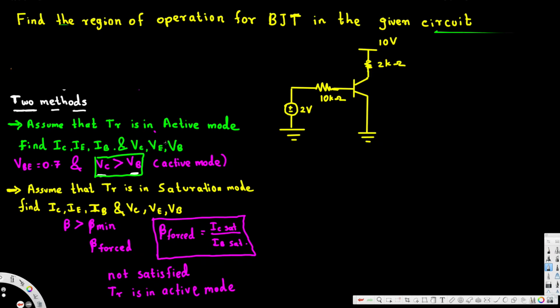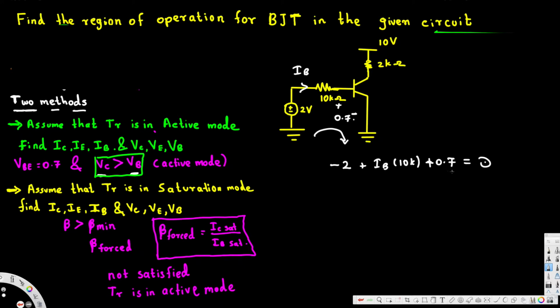If we assume this is in active mode, then the base-emitter voltage is going to be 0.7 volts right here. Now this is the base, so we can call this base current IB. Here we are going to apply KVL. Since the current is going from negative to positive, this is going to be negative 2 volts, plus IB times 10k, plus 0.7, which should give us 0. And from this we can solve for IB.